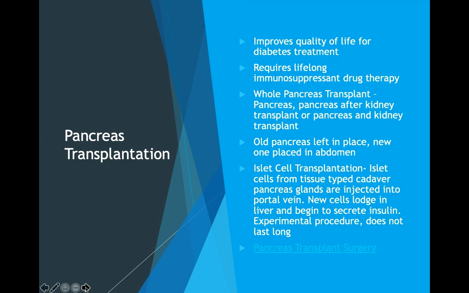And one of the newer transplantation things that have occurred are the islet cell transplantation. So they actually take the islet cells from a cadaver from the pancreas glands, and they inject them into the portal vein. The new cells come in and they lodge in the liver, and they should start to secrete insulin. So it's experimental, hasn't lasted long for the patients, but new treatments and therapies are occurring all the time.